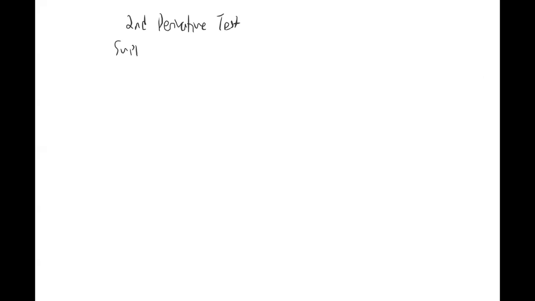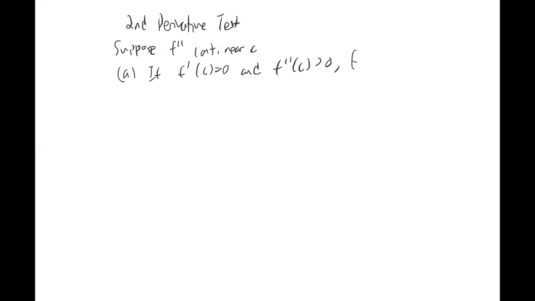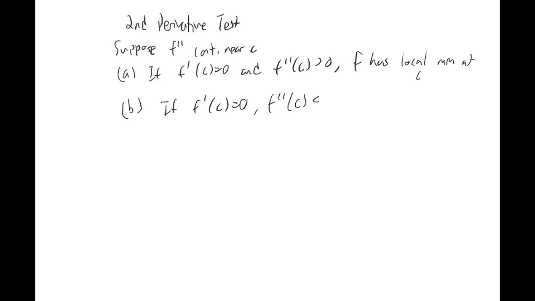So suppose f double prime is continuous near C. If f prime of C is 0 and f double prime of C is bigger than 0, f has a local min at C. B, if f prime of C is 0 and f double prime of C is less than 0, then f has a local max at C. This seems difficult, but if you just think about the smiley face, it's easy.